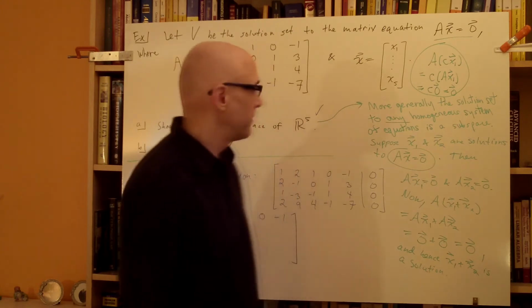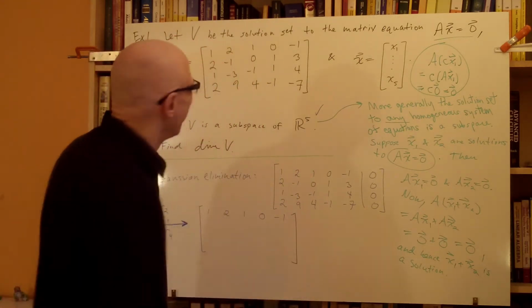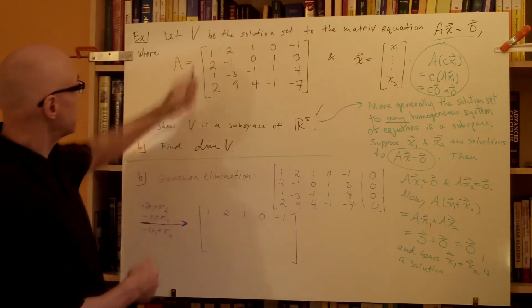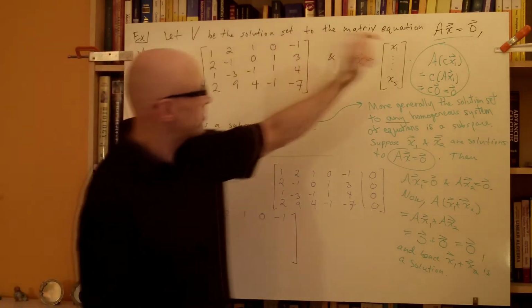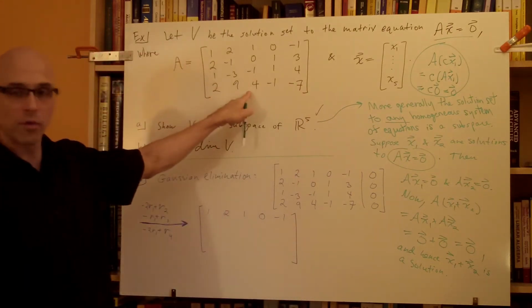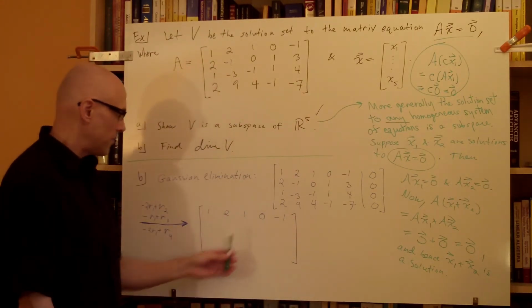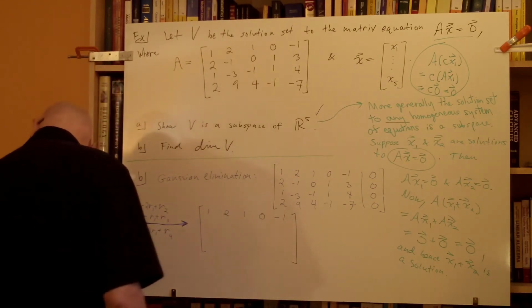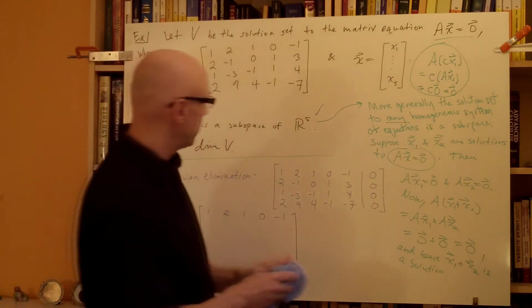So that's pretty much it. Now it's totally done. So we can get on with part B, find the dimension of this particular solution set V to this particular matrix equation AX equals 0, where A is this 4 by 5 matrix. Start off, we're going to use Gaussian elimination. Let's do some urban renewal over here.